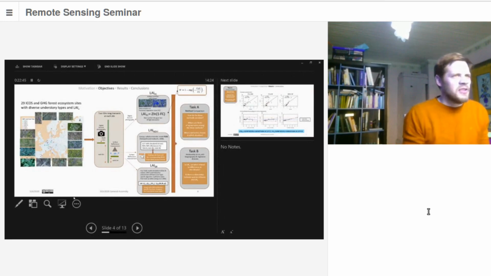So this is the scheme I wanted to show you. This is how we did this. Okay. So you see these colored points here on this map, and every point represents the footprint of one ICOS tower where we assembled our data set.